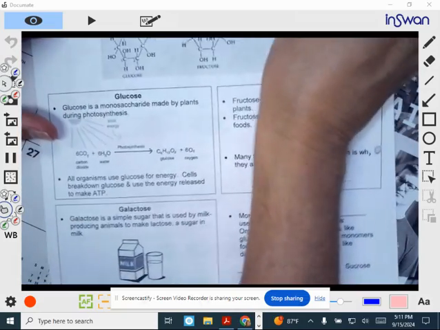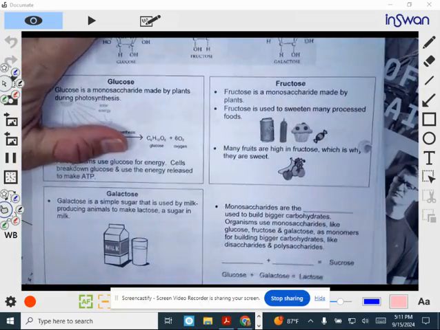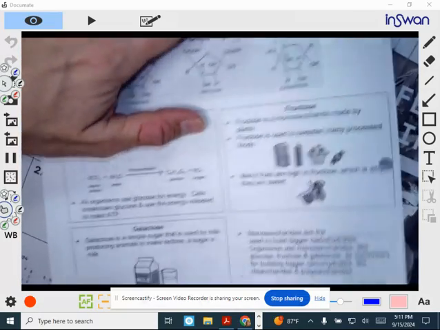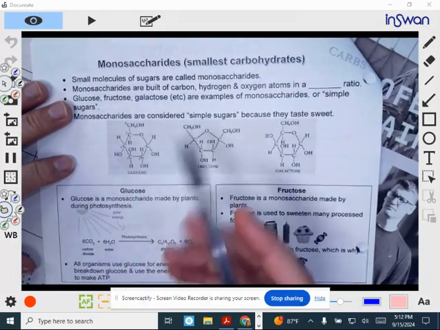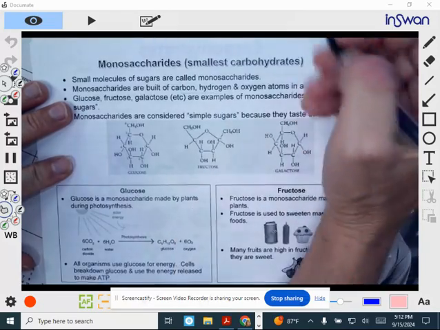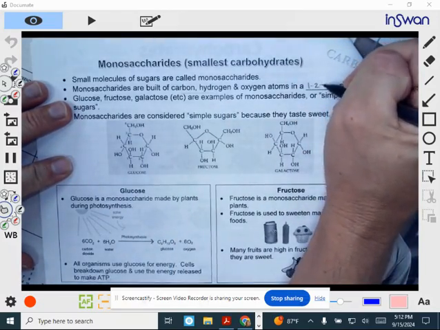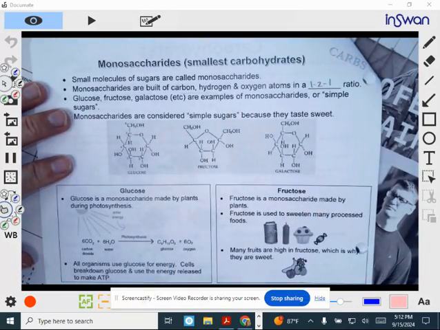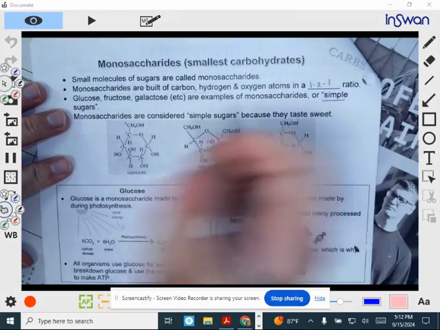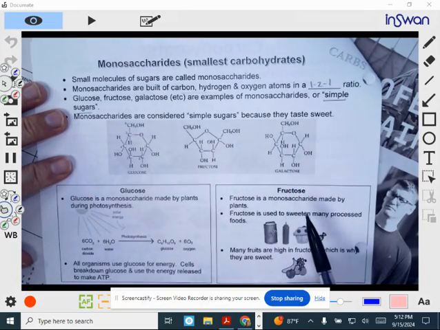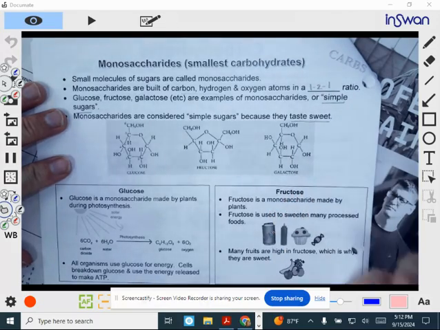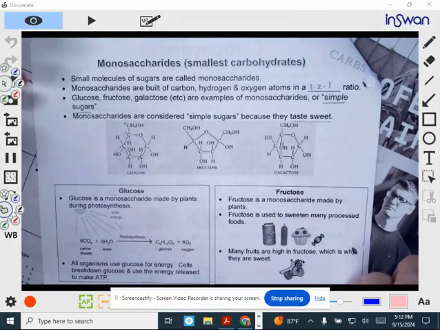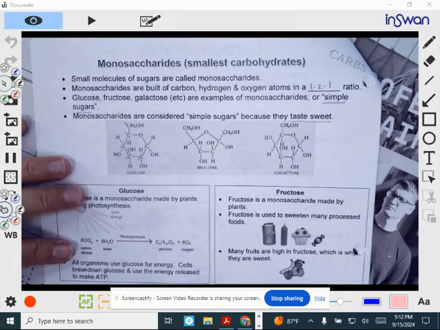So let's take a closer look at these monosaccharides and some of the things that I would expect you to know about them. Again, they are the smallest molecules, and we've already learned that they're built of carbon, hydrogen, and oxygen in a 1 to 2 to 1 ratio. We can call them simple sugars, and the reason why is that whenever you taste them, they will taste sweet. So any food that you taste, if it's sweet, then you say it contains simple sugars.